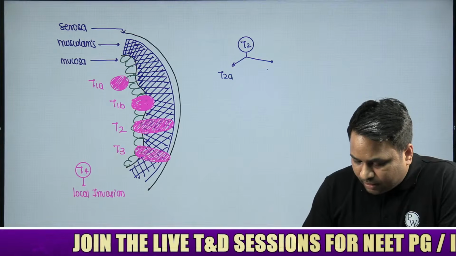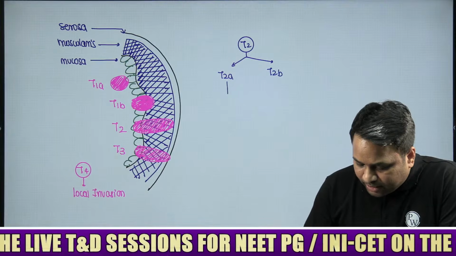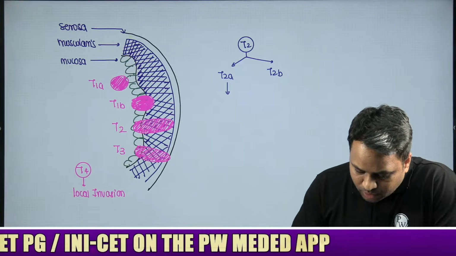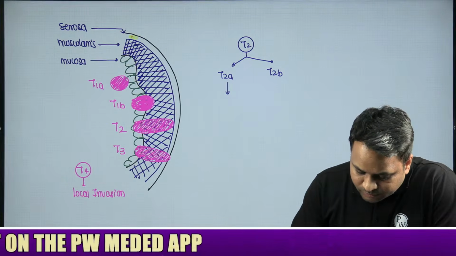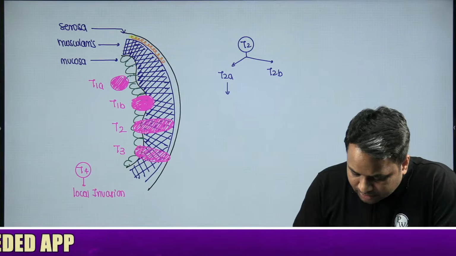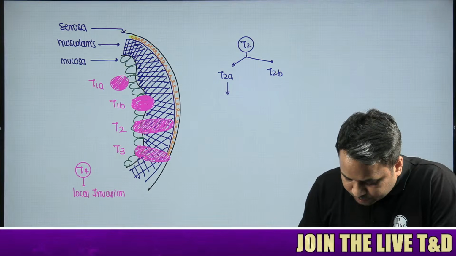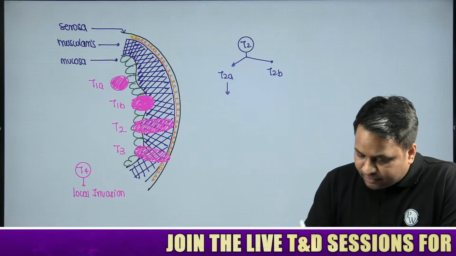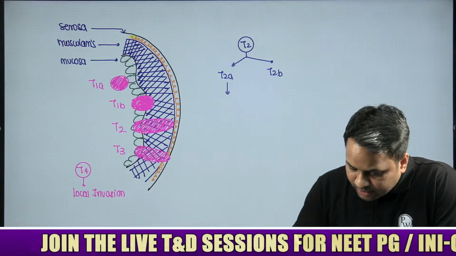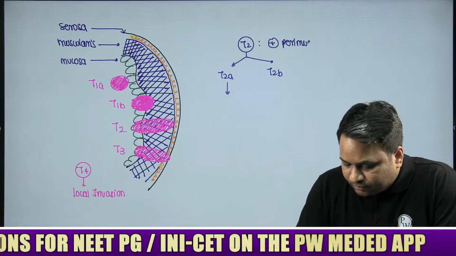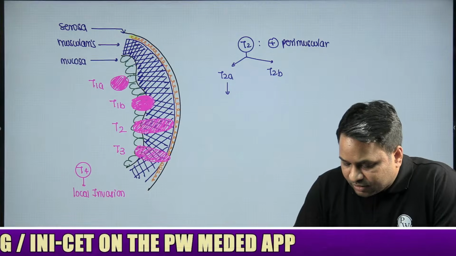What is T2A and what is T2B? T2A is the perimuscular connective tissue. There is a layer of connective tissue which is between the gallbladder muscle and the serosa. This is called the perimuscular connective tissue. So in T2 disease, there is involvement of perimuscular connective tissue.